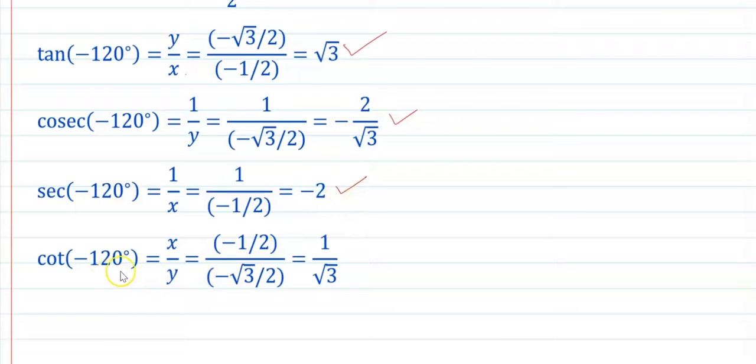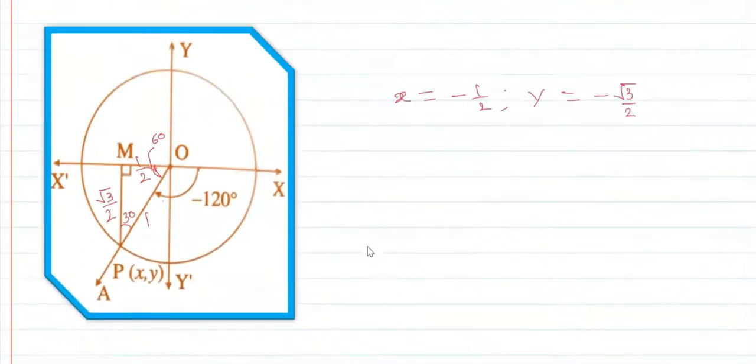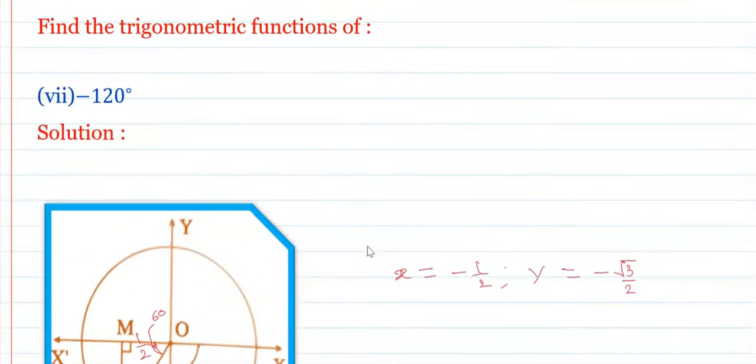Cot of minus 120 is x upon y. Minus 1 upon 2 upon minus root 3 by 2, and hence you will get 1 upon root 3. And hence these are all the values for the angle minus 120 degree.